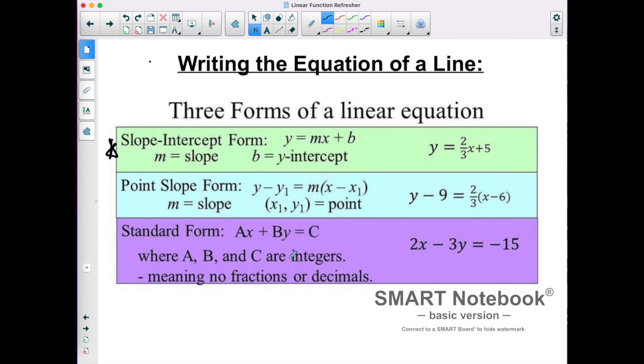In this form, the x and y are on the same side, and they're represented with coefficients that are integers, not fractions or decimals.